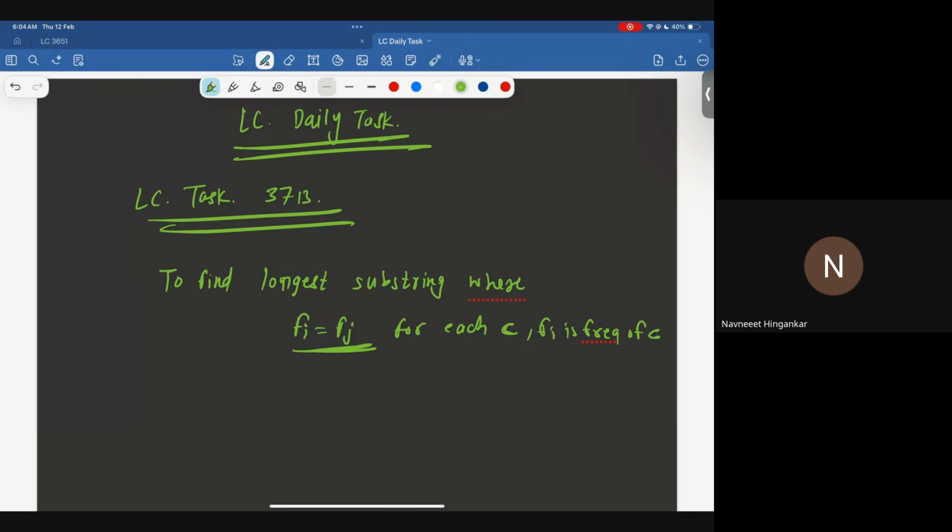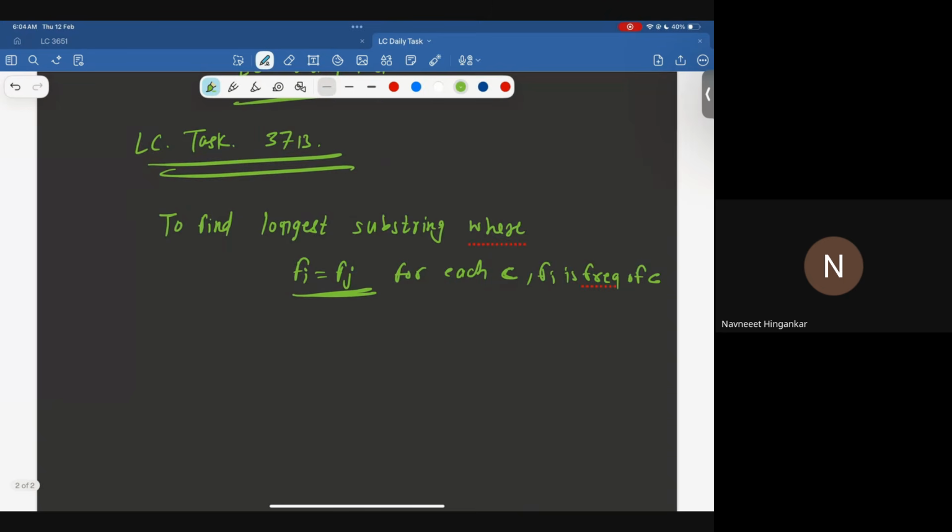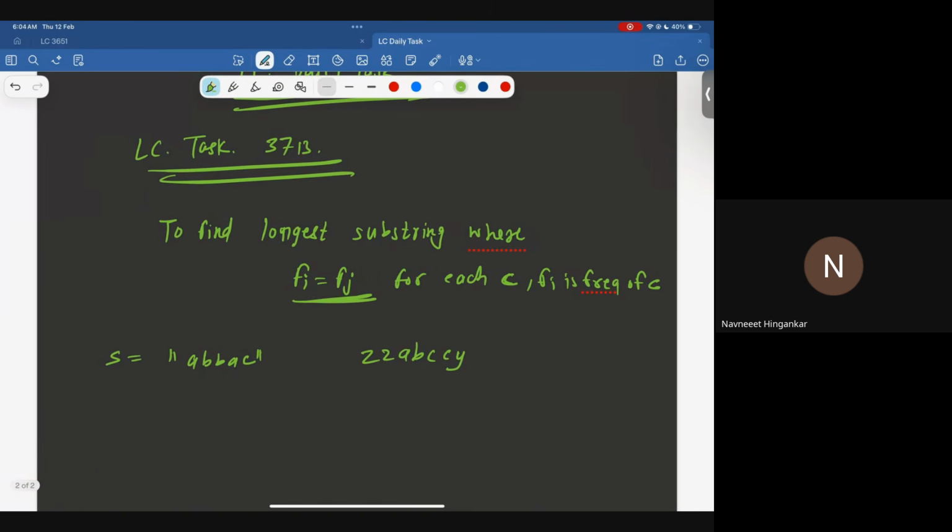LeetCode problems, 12th. Okay, so the first example is s equal to ABBAC. Second is ZZABCCY. And third is ABA. Fourth, no. Okay. So, as you can easily understand the problem statement.